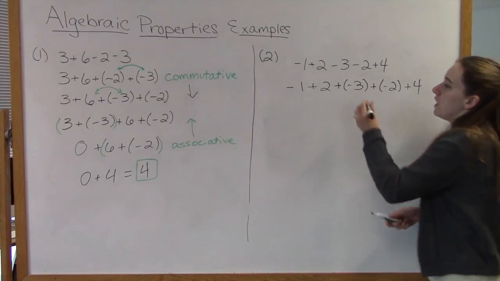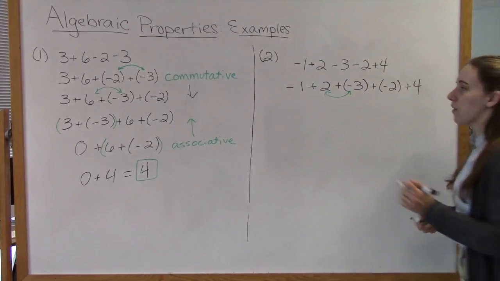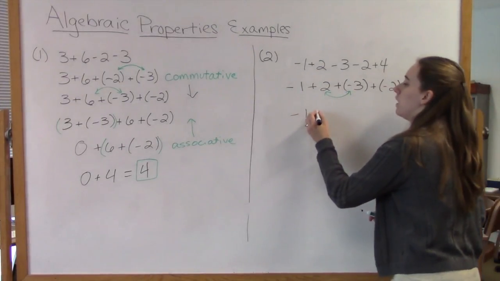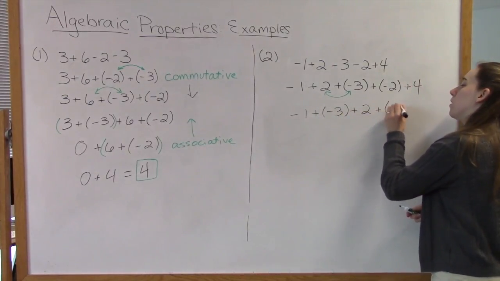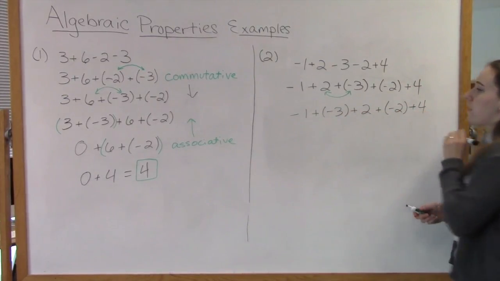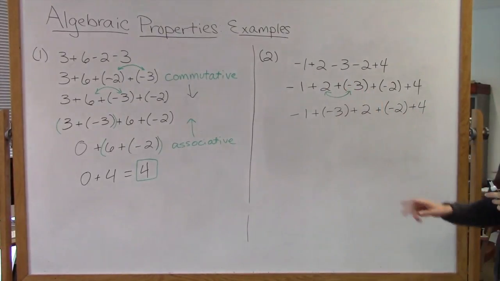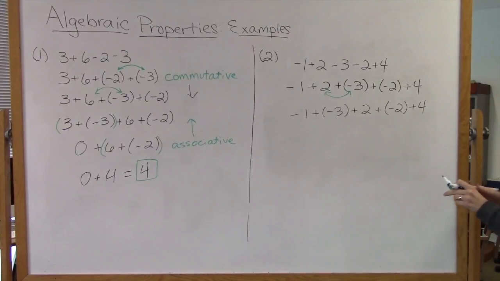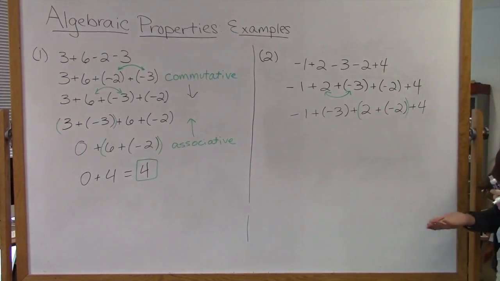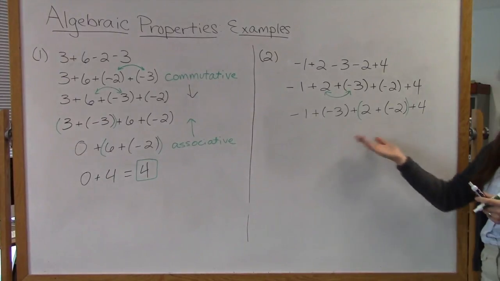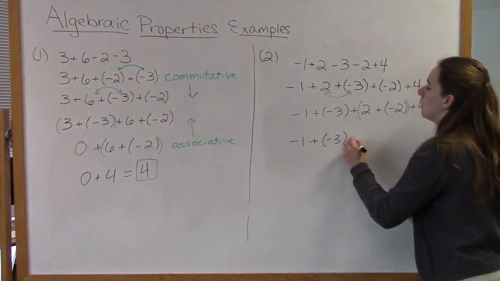So if I actually use the commutative property to switch the 2 and the negative 3, I end up with negative 1 plus negative 3 plus 2 plus negative 2, and then that plus 4. So I use the commutative property to switch these two. Now, before I even look at the negative 1 and the negative 3, I see that I have 2 and negative 2 together. So first of all, I want to combine those because that's easy. I know that that comes out to 0.